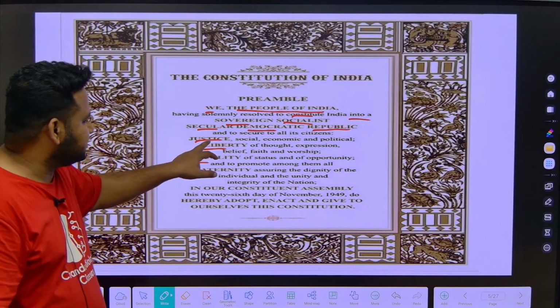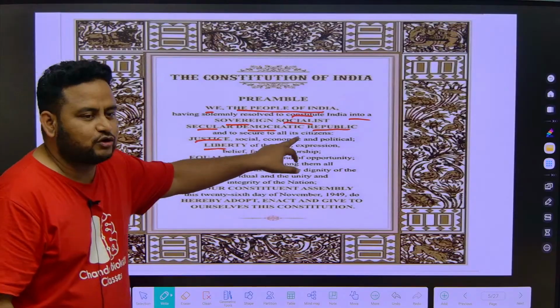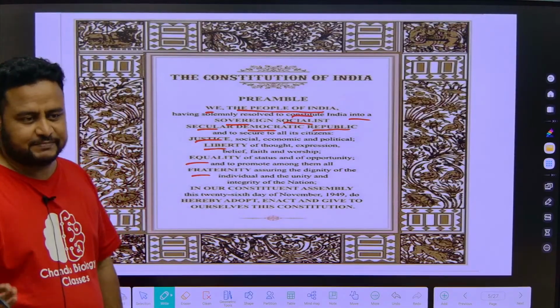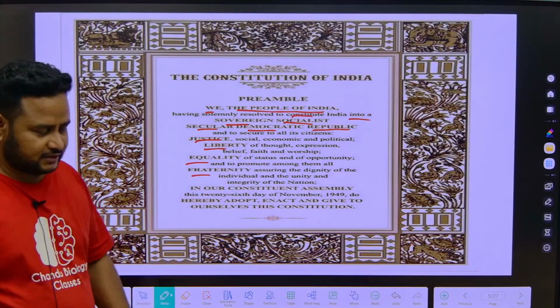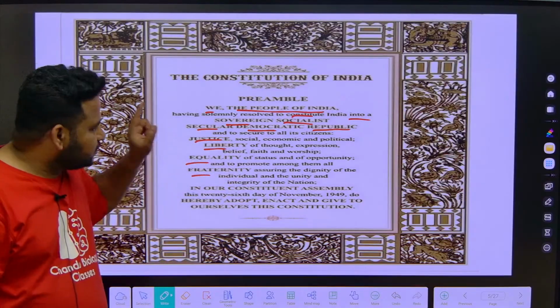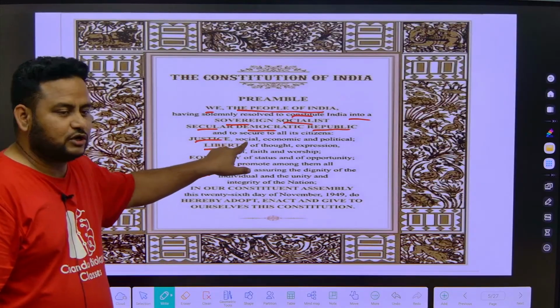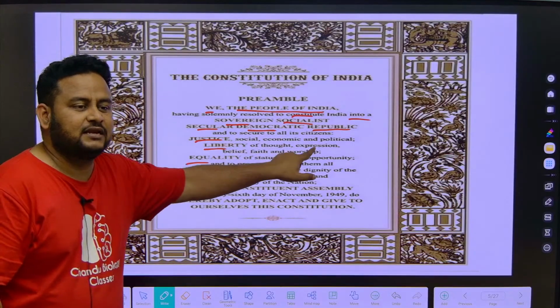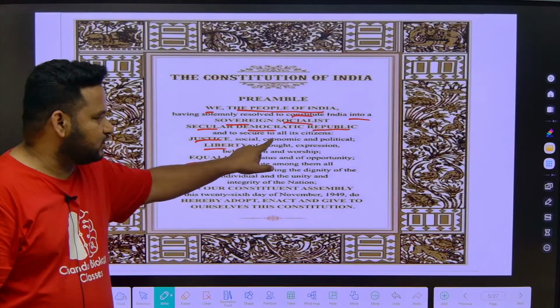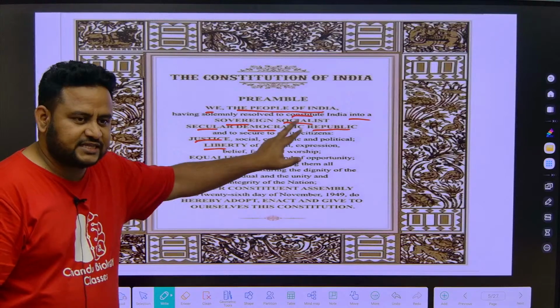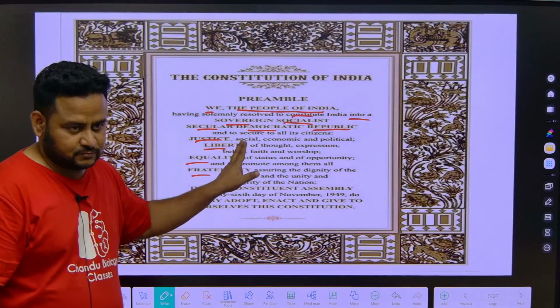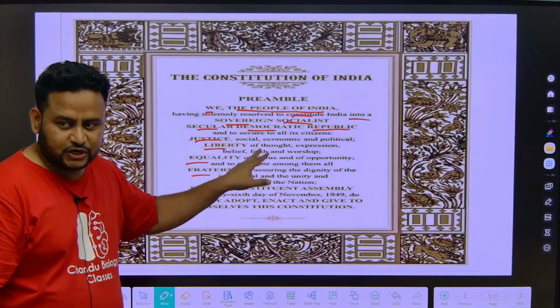And to secure to all its citizens, justice, social, economic and political. Your exam is what? Multiple choice question, so you need not worry. But if it is a descriptive exam, if you are writing justice, you should write it in this order itself: social, economic and political. When it is social justice, then only economic justice will come. If both are there, then only political will come. You cannot write political first. Okay, this order is very important.